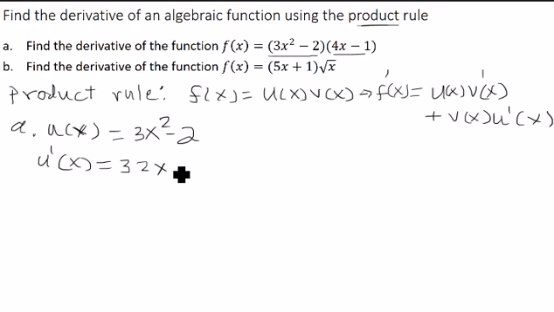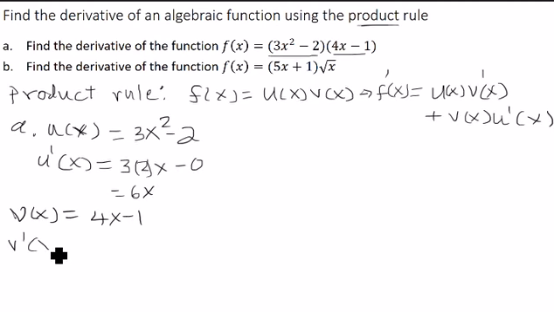Similarly, v prime of x, well, let's find the v of x first and then find the v prime of x. v of x is the second expression, which is 4x minus 1. And v prime of x is going to be just 4 because the derivative of x is 1. Remember that. And the derivative of 1 is 0.